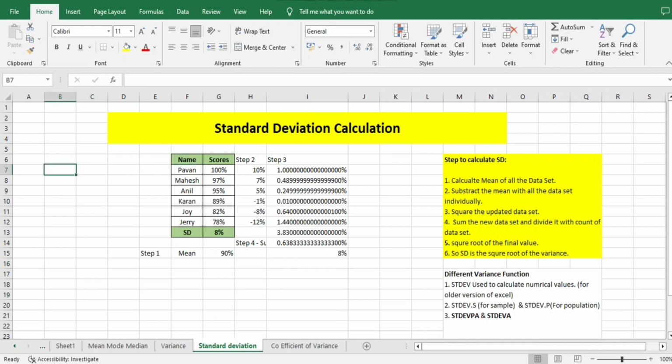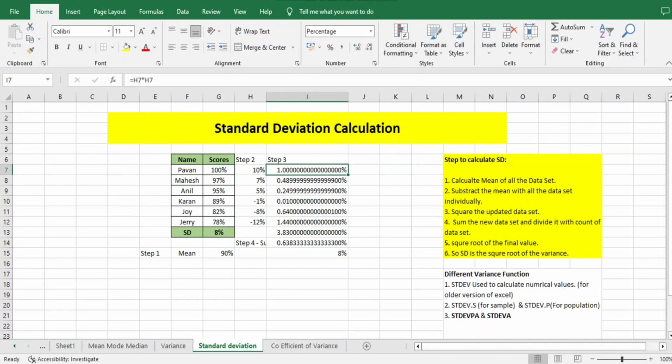Standard deviation is very easy to understand. In a simple way, I can say it's the square root of the variance. If you know how to calculate variance, the final result we get from the variance, we will just do the square root of it. Then we will get the standard deviation calculation. Let's start it off guys.